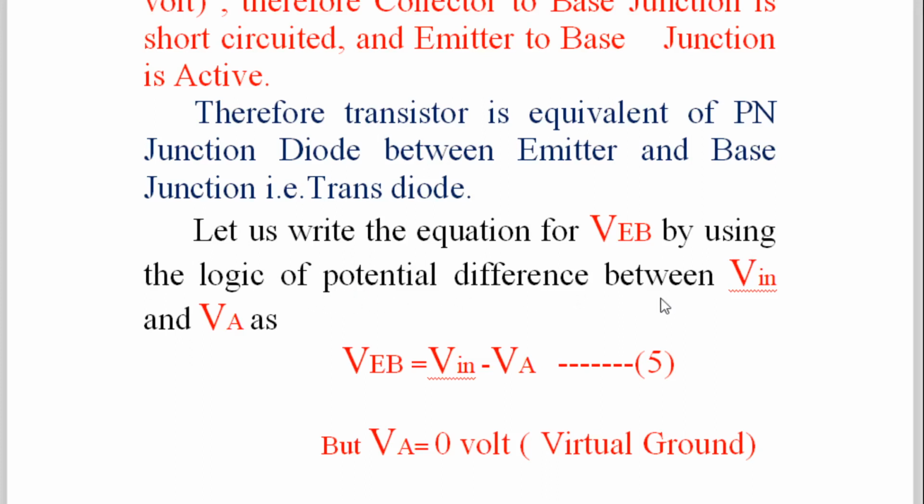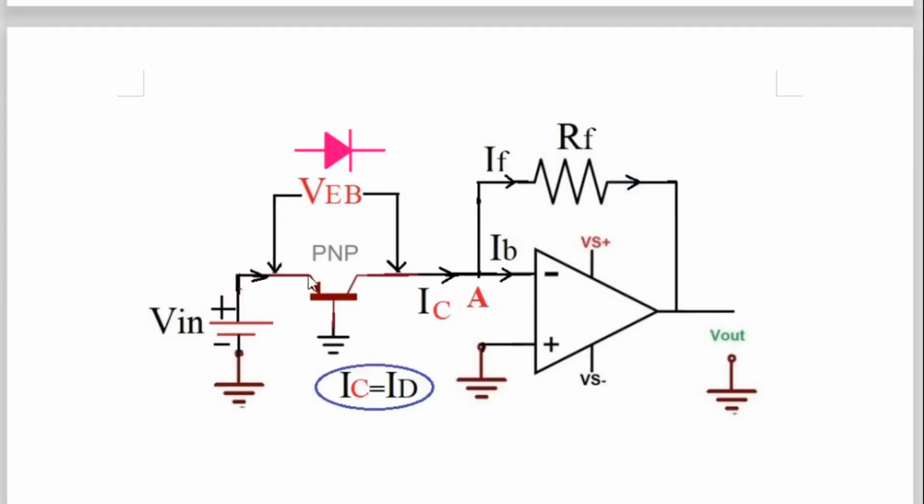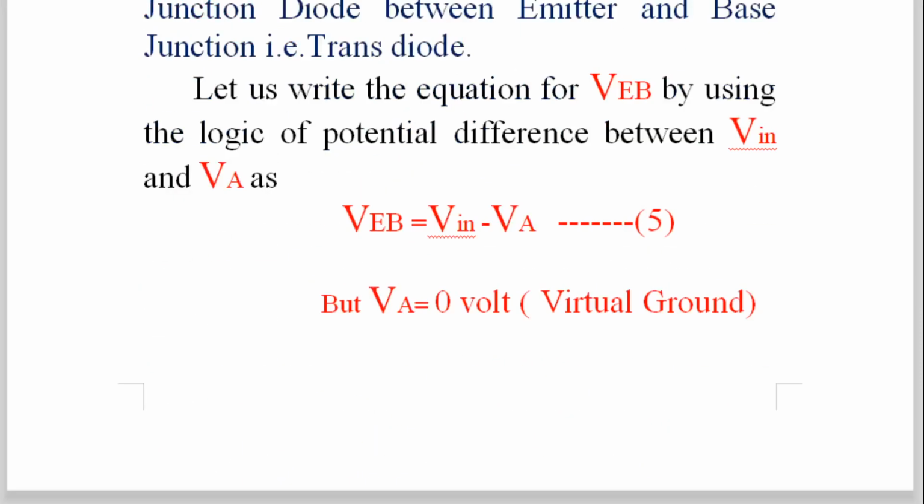By applying the logic of potential difference between Vin and VA. Because when you measure VEB, you connect one terminal here, which is the left hand side, Vin. You connect another terminal here, which is the right hand side, point A, that is VA. Therefore it is very simple: VEB is equal to Vin minus VA. The right hand side voltage is subtracted from the left hand side. So VEB is equal to Vin minus VA, and this will be our equation number 1.